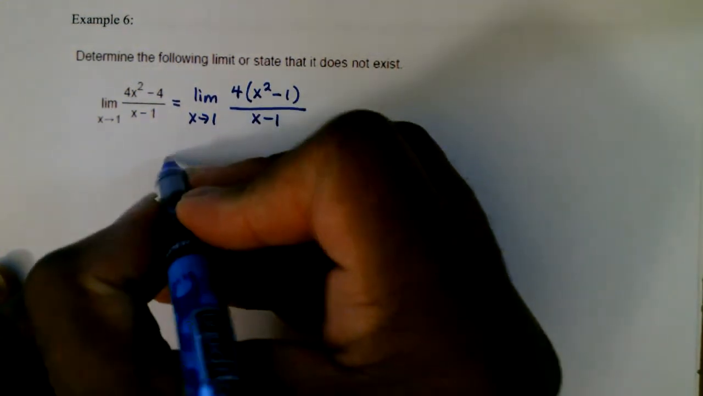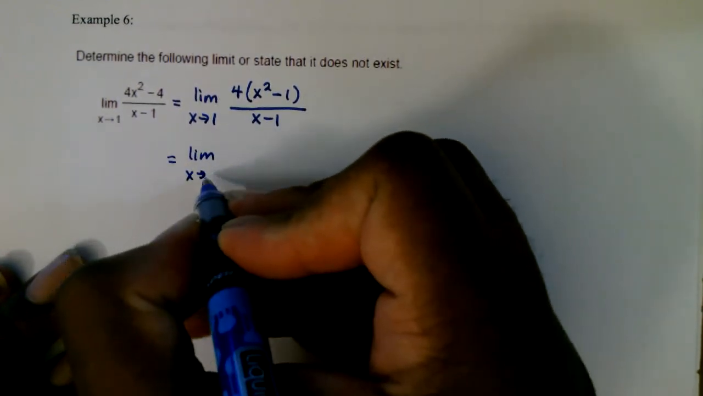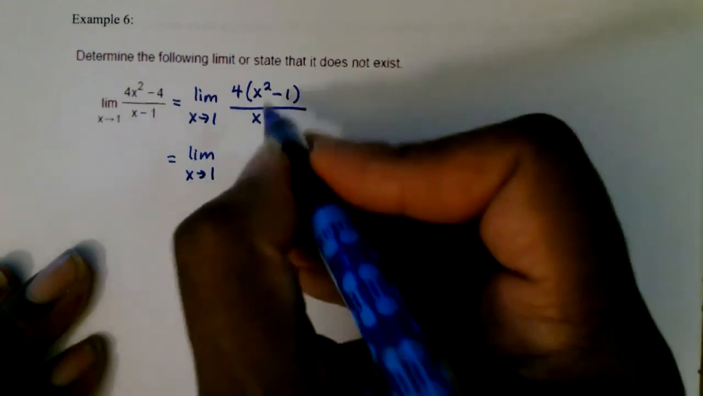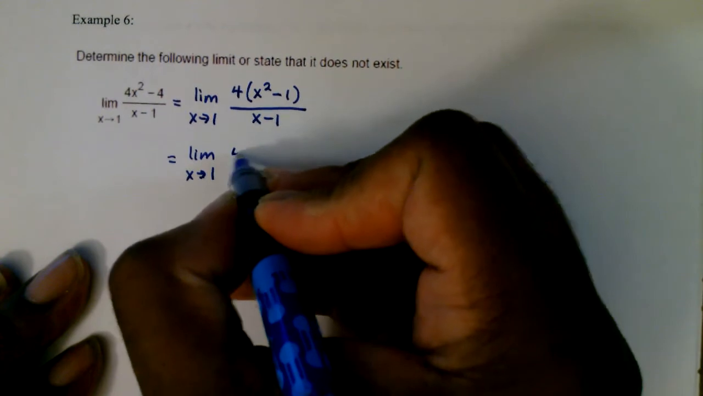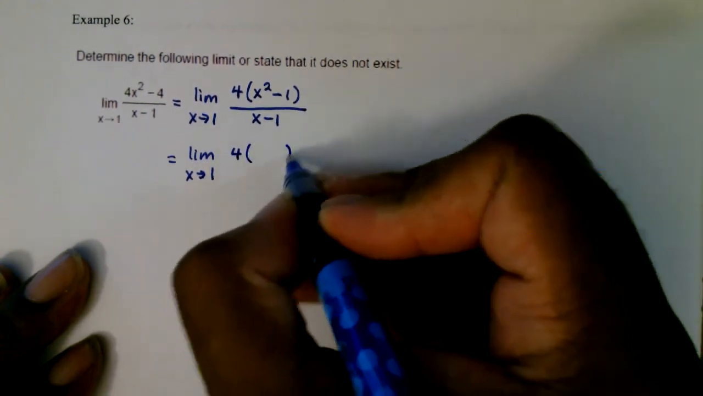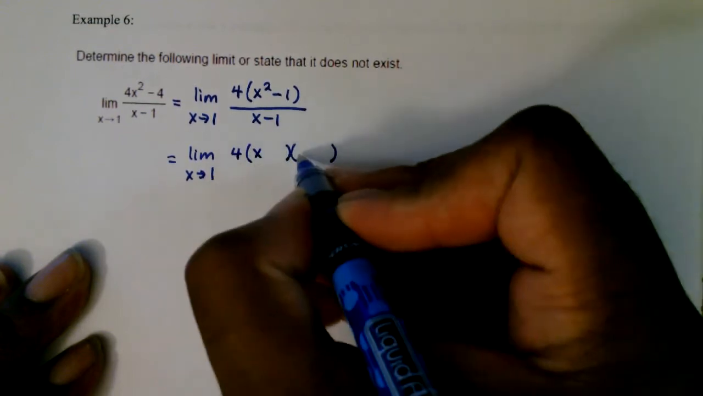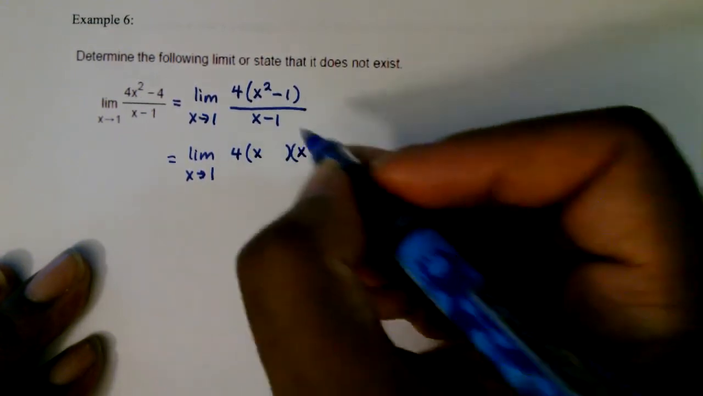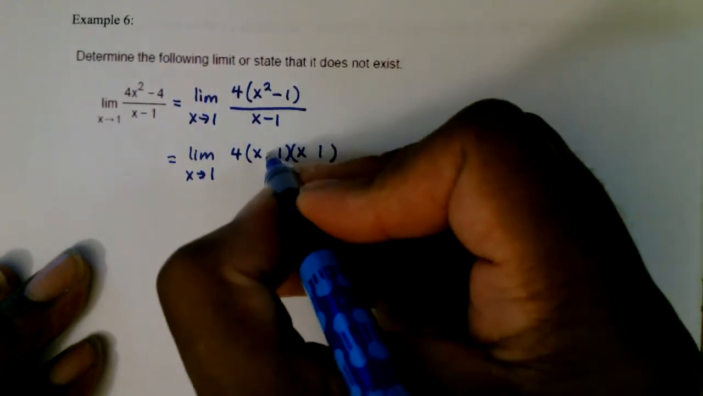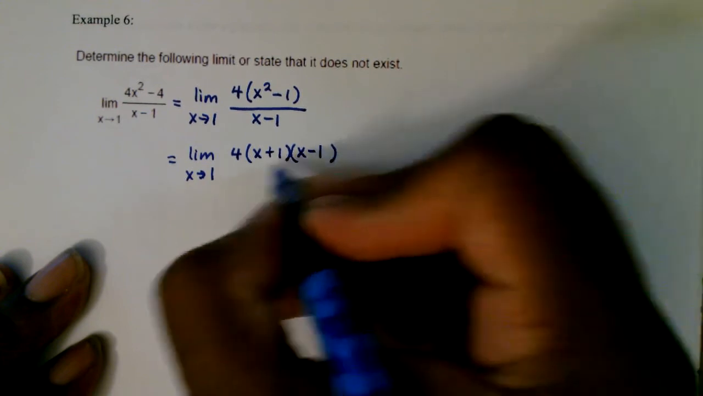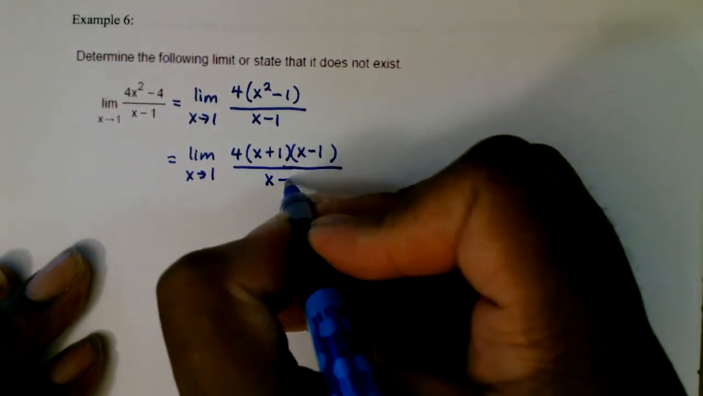Okay. Now, I'm going to bring down the limit as x approaches 1. That x squared minus 1 is a difference of 2 squares. So if I bring down the 4, I can factor that x squared minus 1 into 2 binomials. X squared breaks up as x and x. 1 would be 1 times 1. It is a difference of squares, so one has to be plus, the other one has to be minus. And then all that's divided by x minus 1.